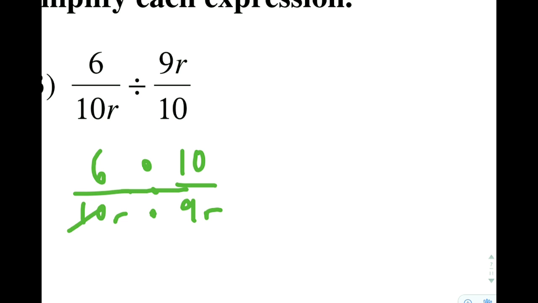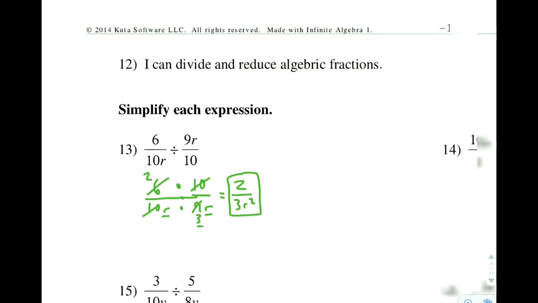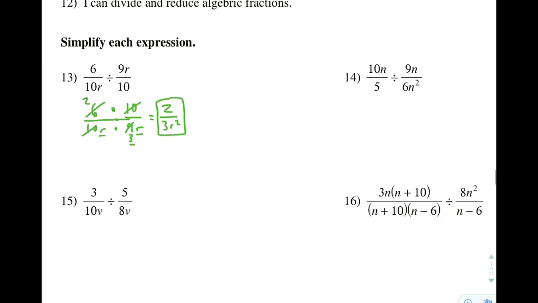I have a 10 and a 10 that are going to both cancel out to 1. I have a 6 and a 9 that are in groups that I can divide both of them by 3. And that's going to leave me with just a 2 on the top. And then I have an r and a 3 on the bottom. So I have a 3r squared on the bottom. And so that would be my division of fractions.